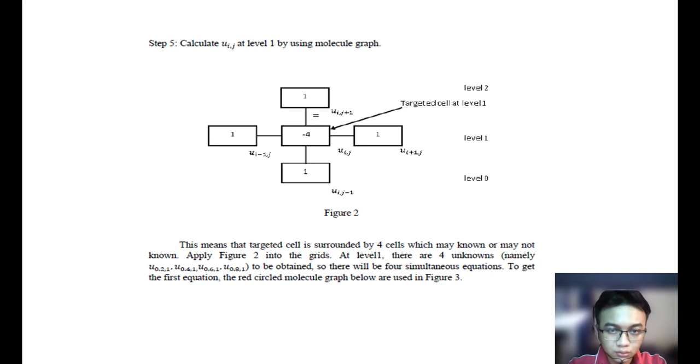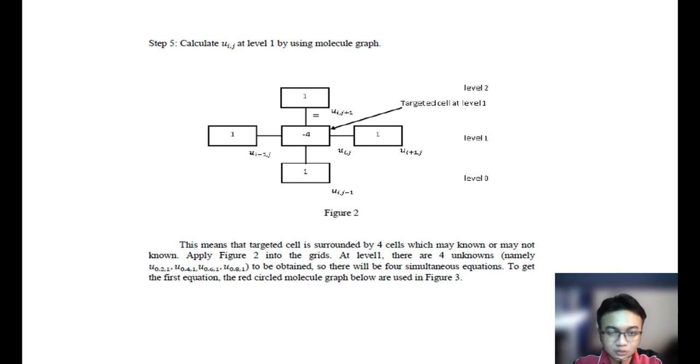Moving on to step 5. Step 5 is to draw the molecule graph. The molecule graph is drawn in figure 2. This means that the targeted cell is surrounded by 4 cells which may or may not be known. Apply figure 2 into the grids as I showed previously. At level 1 there are 4 unknowns, namely u(0.2, 1), u(0.4, 1), u(0.6, 1) and u(0.8, 1) to be obtained. So there will be 4 simultaneous equations.